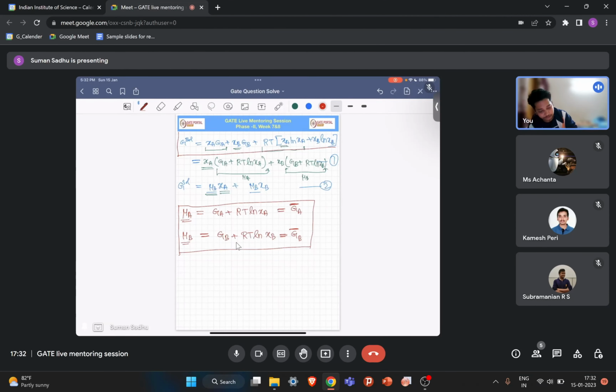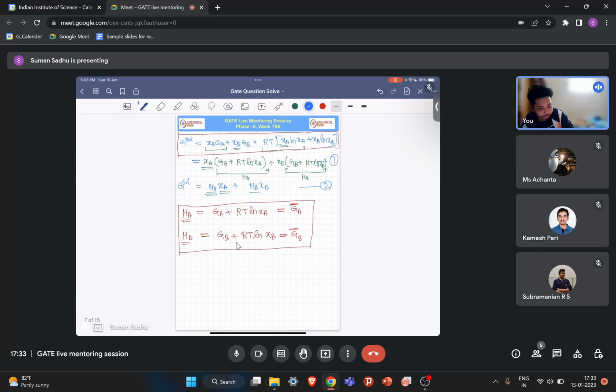So far we have talked about the ideal solution, right? What will be the situation if the solution is not ideal? For an ideal solution, there was no interaction between element A and element B. But what will be the scenario if there is interaction between these elements? Then in that case, your delta H mixing will not be zero, right?